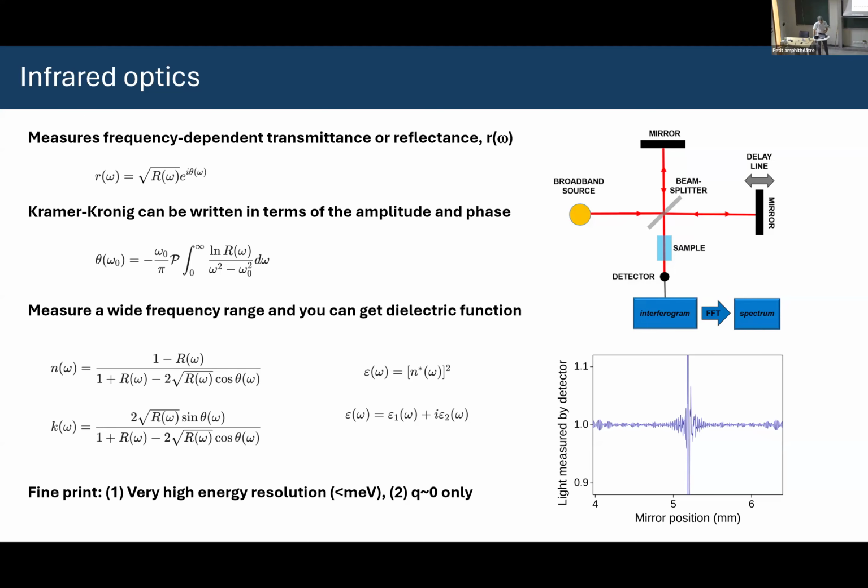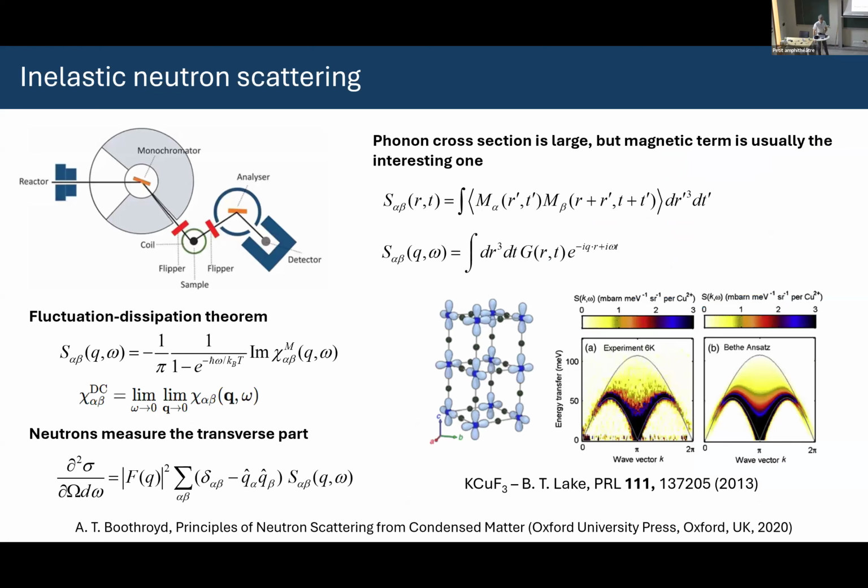So this is infrared. What's next? All right, neutrons. It's okay, you have until 11. I have till 11. I just have one slide on each probe.